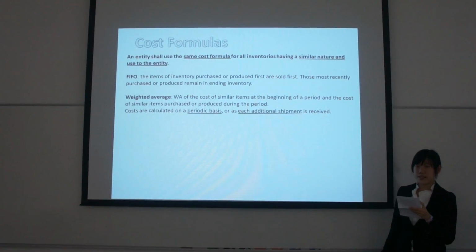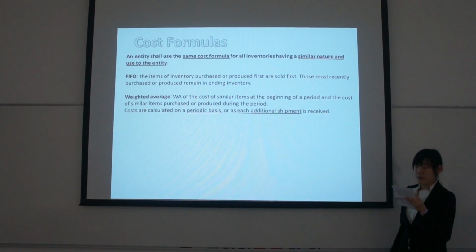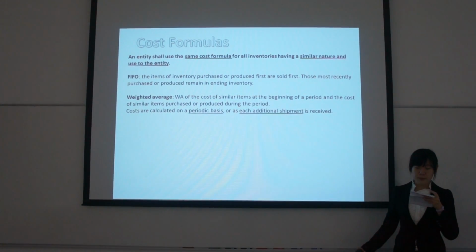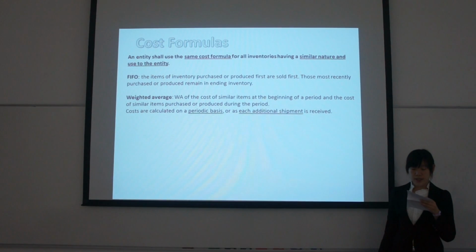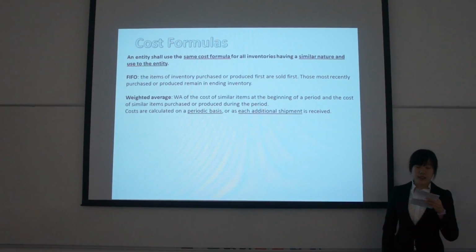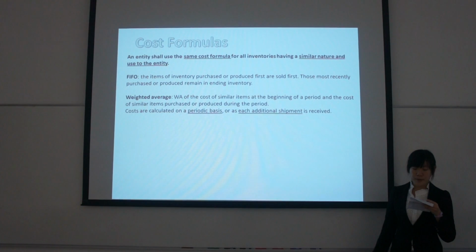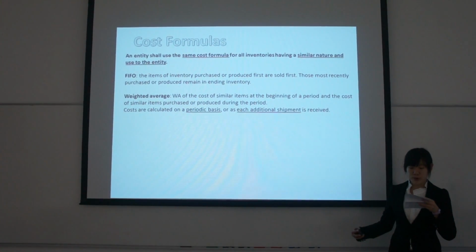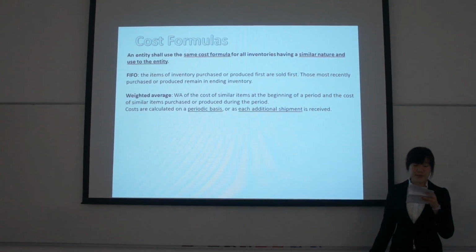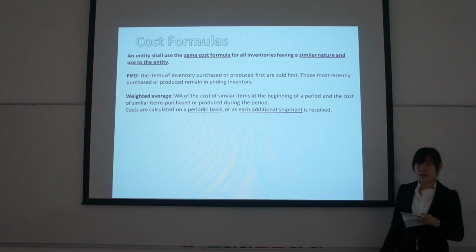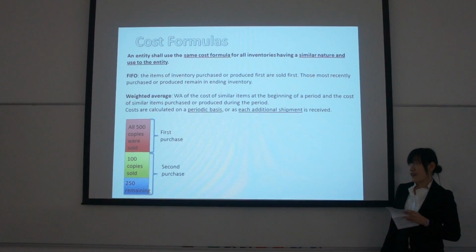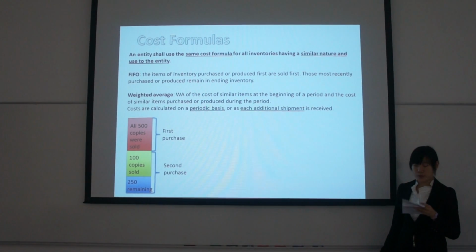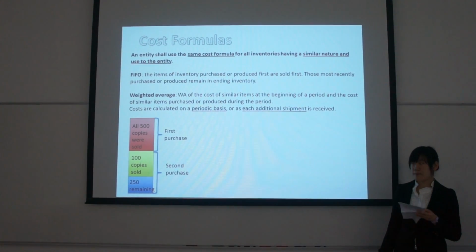According to the HKAS definition, the FIFO formula assumes that the items of inventory that were purchased or produced first are sold first, and consequently, the remaining inventory will be the items purchased or produced most recently in the period. So in our case, among the 600 books, 500 copies were from the first purchase and 100 were from the second purchase.